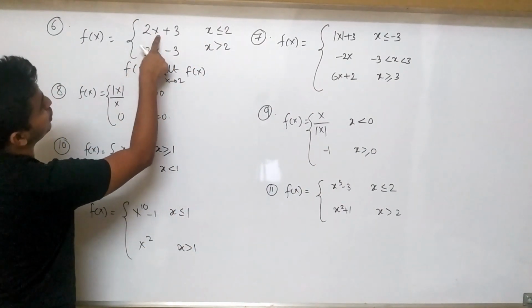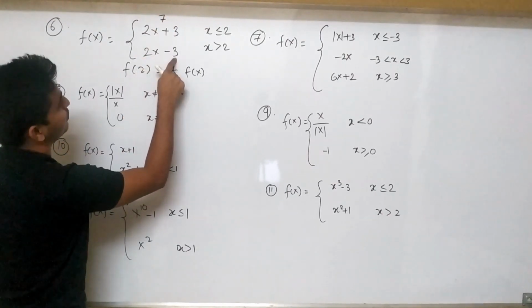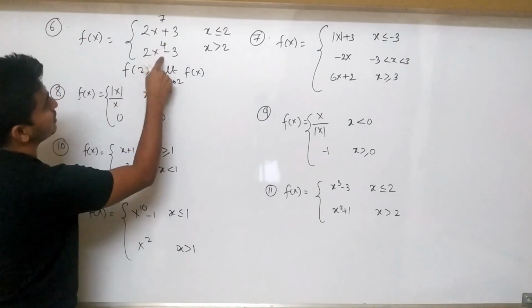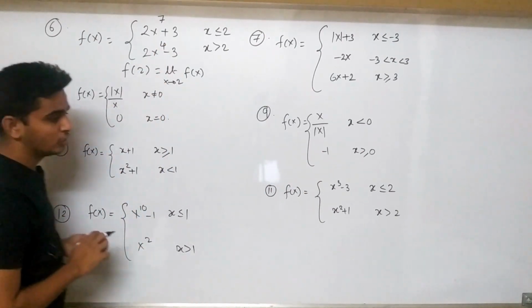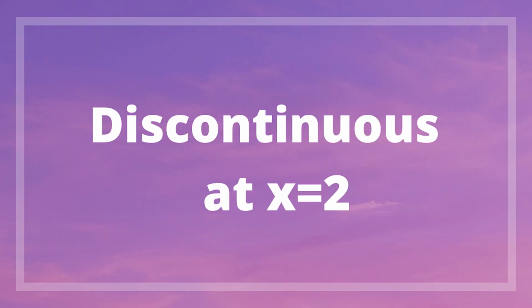It will become 2 into 2, which is 4, plus 3, so 7. And what will this value become? It will become 4. So when you plug in 2, 7 is not equal to 4. So what we can say is this function is discontinuous.